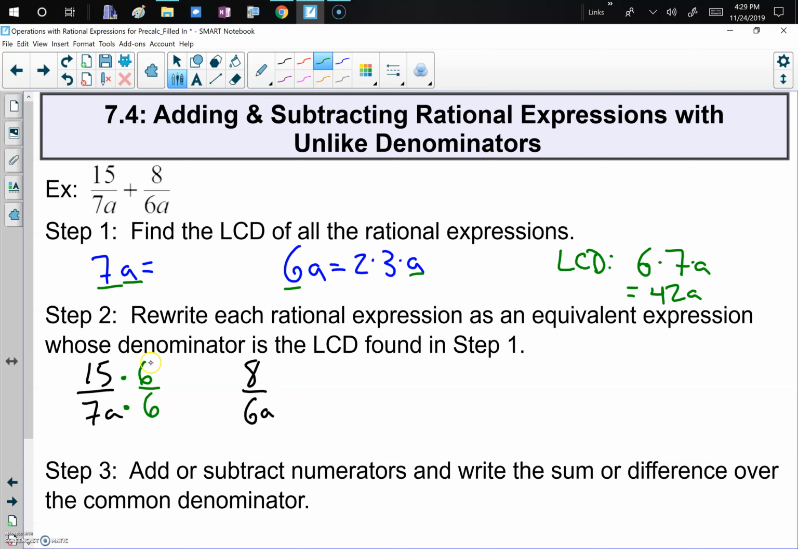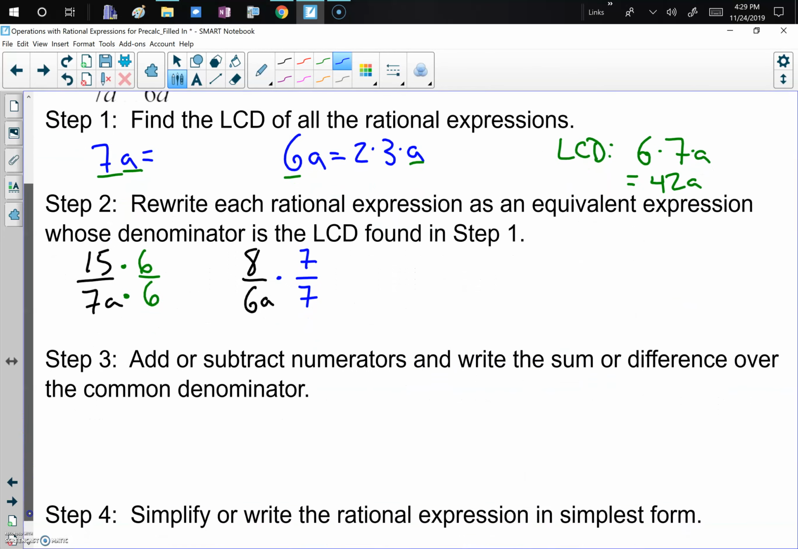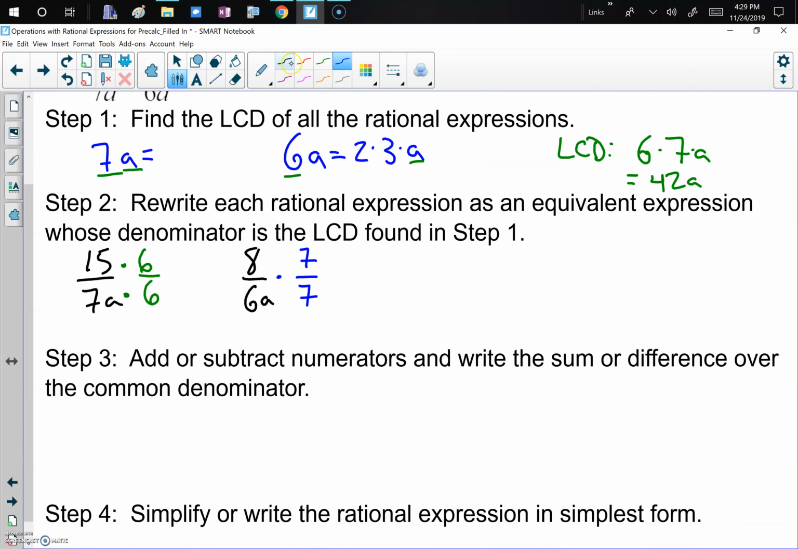So if you multiply by any number over itself, that's just like multiplying by 1, and multiplying by 1 doesn't actually change the value of whatever you wrote down. Similarly, on the second fraction, I'm missing the factor of 7. I have the 6, I have the a, I need that extra factor of 7 so that way it matches my least common denominator. So now we're going to perform that multiplication and write out those new fractions in their new form so that way we can go ahead and do the addition.